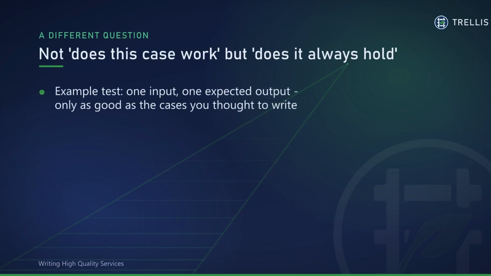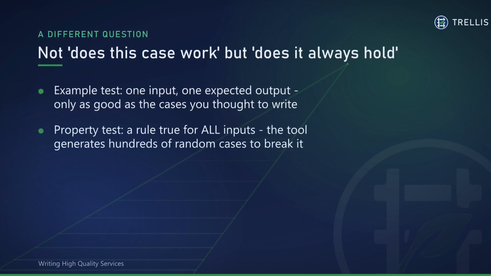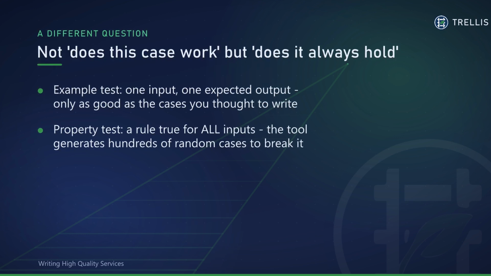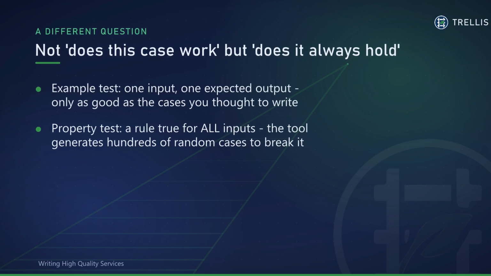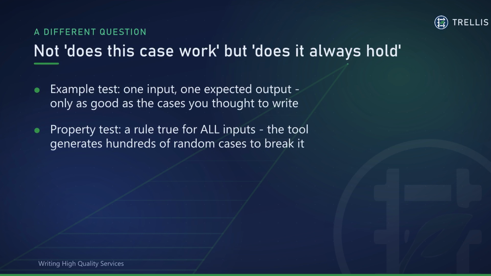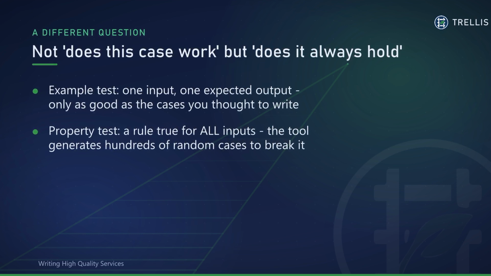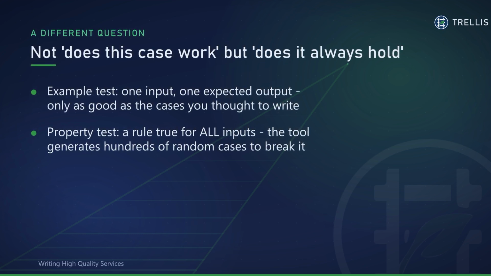An example test says, for this one input, I expect this one output. It's only ever as good as the handful of cases you remembered to write. A property test asks a different question. Is there a rule that should hold for every input? Then it generates hundreds of random inputs: empty strings, gigantic strings, Unicode, negative numbers, and tries to find one that breaks your rule.